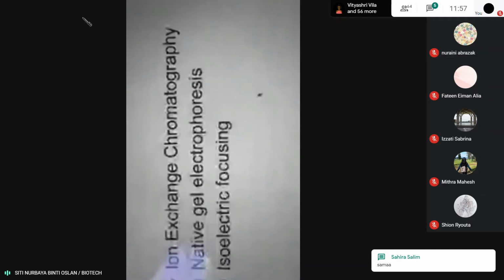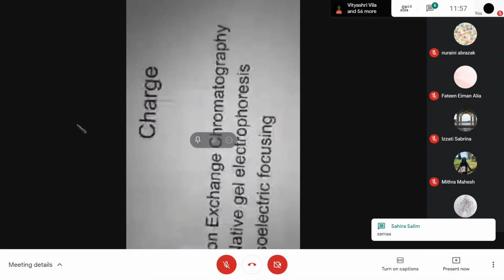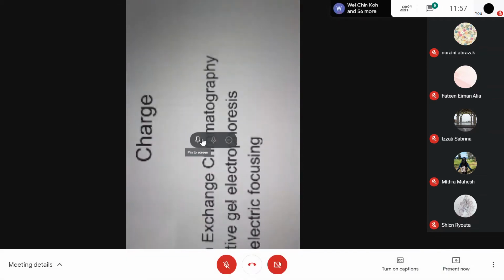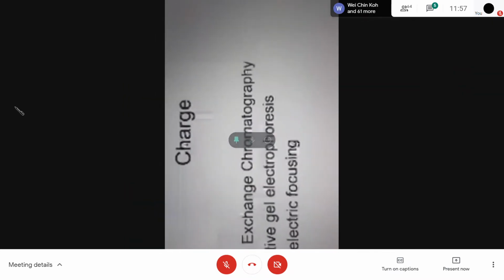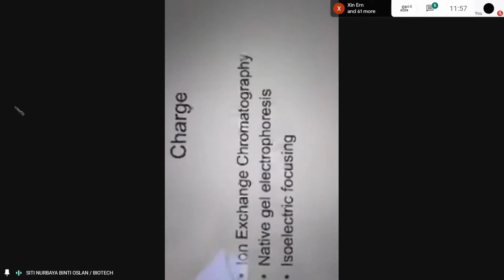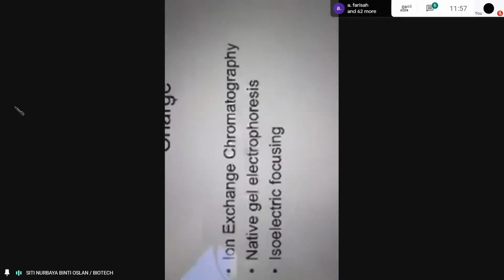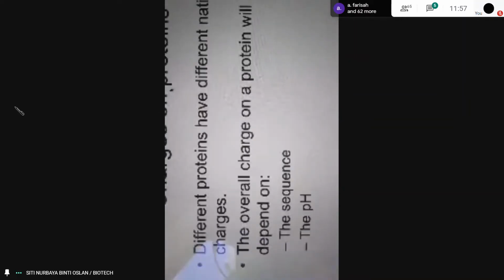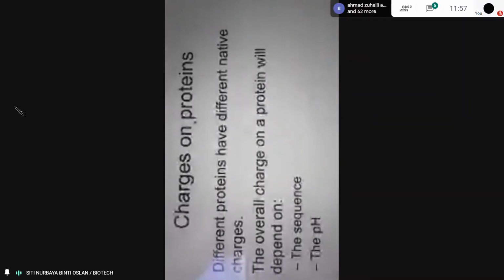We also have isoelectric focusing. Okay, we will go one by one, to know that protein can also be separated according to the charge. So, the charge of the protein. Different proteins have different charges, and the overall charge will depend on the sequence and the pH.